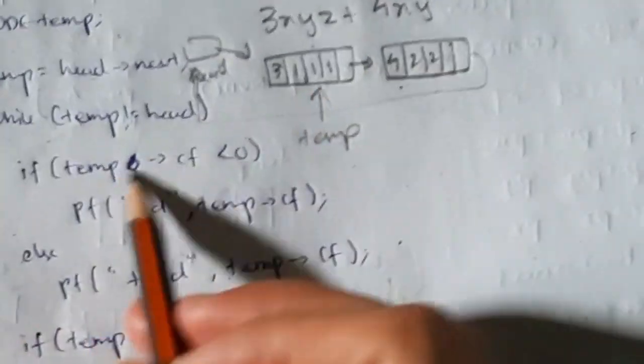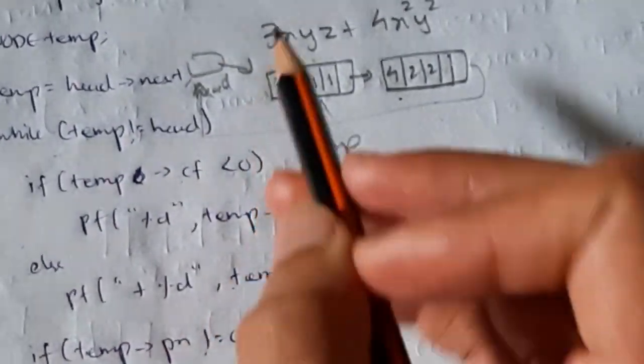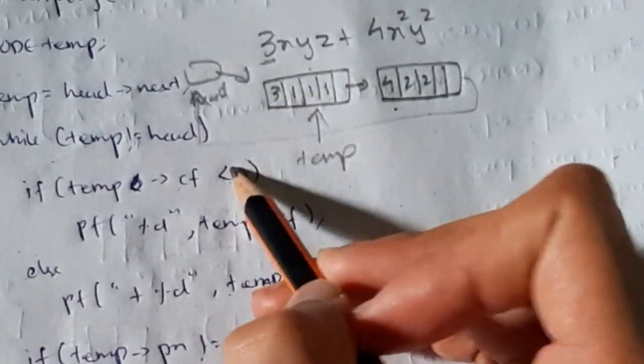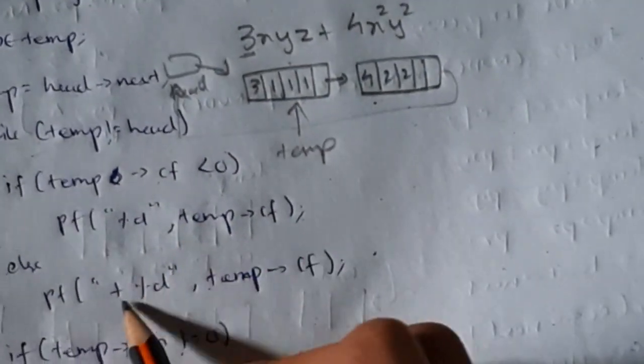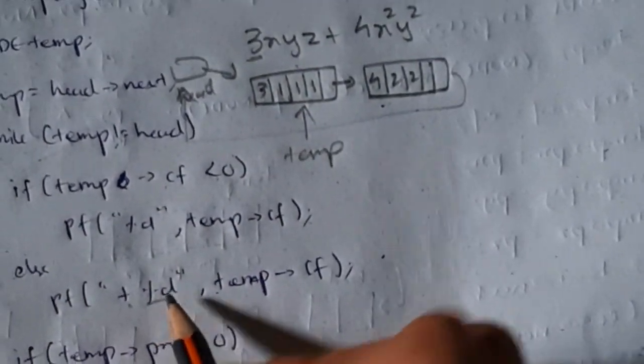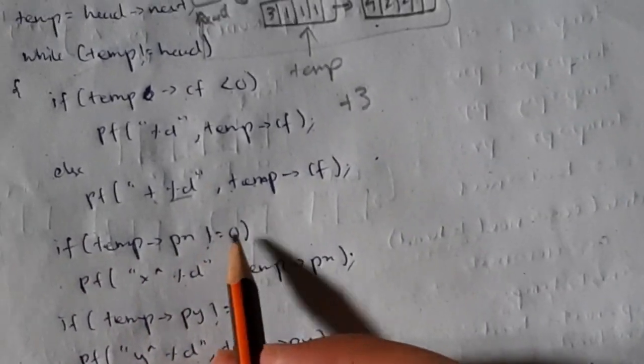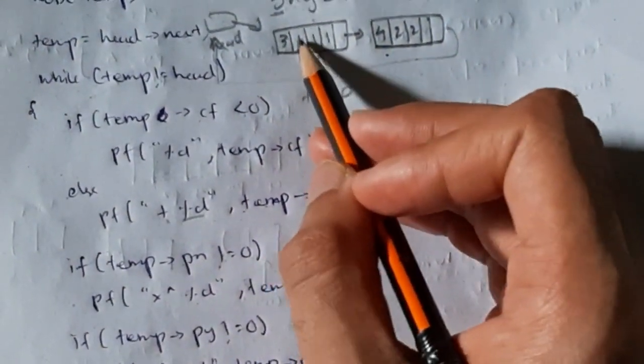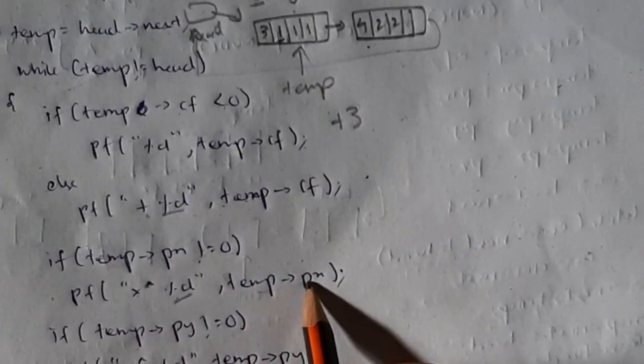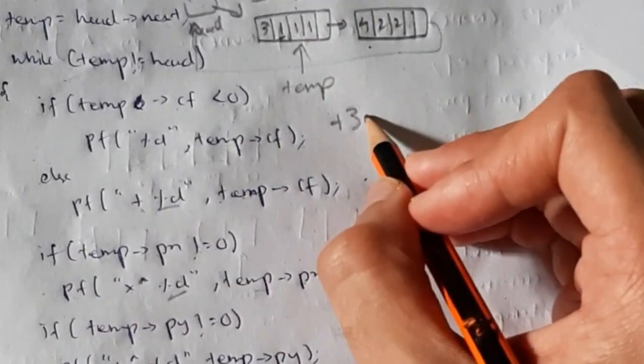Now what you will do, you will check if temp arrow cf is less than 0. Temp arrow cf is 3, it's not less than 0, so else printf plus percentage d. What will percentage d have? Temp arrow cf, so plus 3 will be printed. Then if temp arrow px is not equal to 0, means temp arrow px is this point 1, it is 1, it's not 0, so printf x raised to percentage d. What is percentage d? Temp arrow px, which is 1, so how will it be printed?